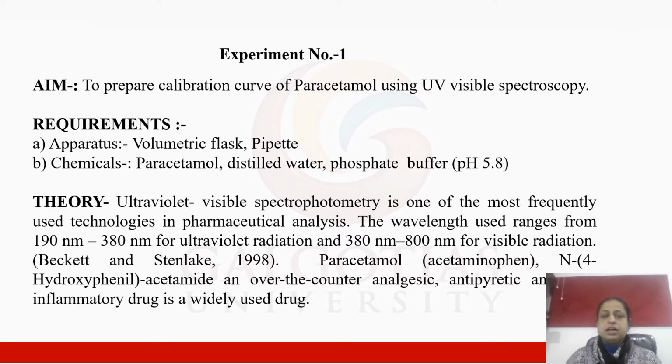So the theory behind this is, as we know, UV visible spectroscopy is one of the most frequently used techniques to analyze pharmaceutical salts. So we can go for qualitative as well as quantitative analysis. Wavelength range for this is between 190 to 380 nanometer for UV radiation, and between 380 to 800 nanometer is the visible range. As we know, our drug has a range in the ultraviolet range, so we will observe it at that particular wavelength. Paracetamol is a widely used over the counter antipyretic and analgesic drug.